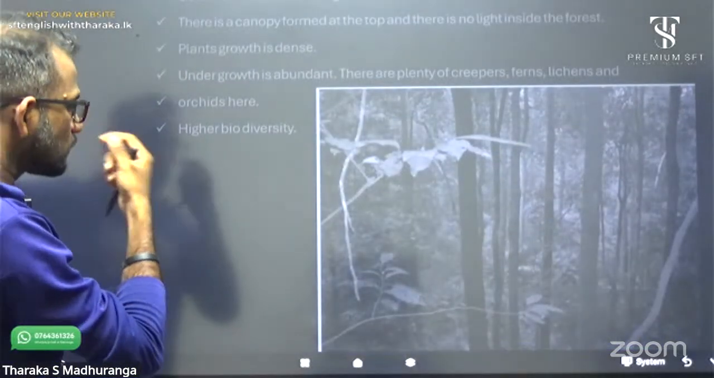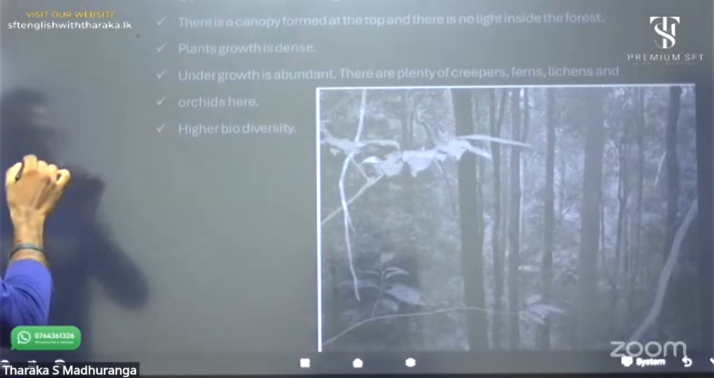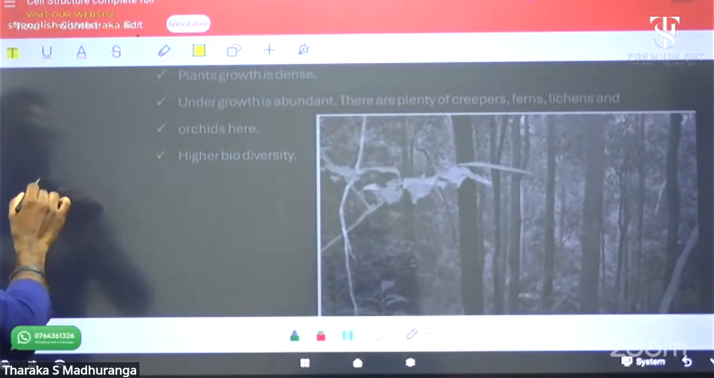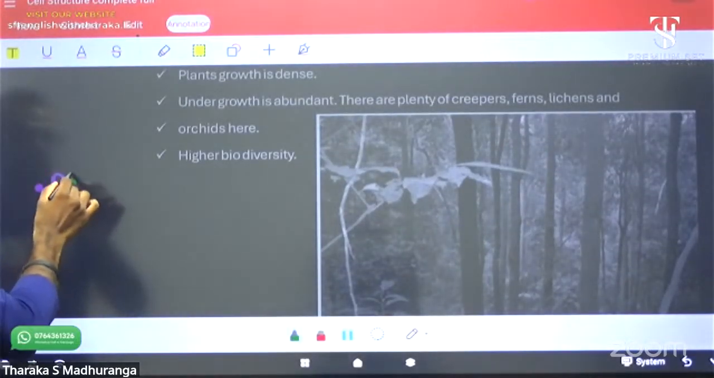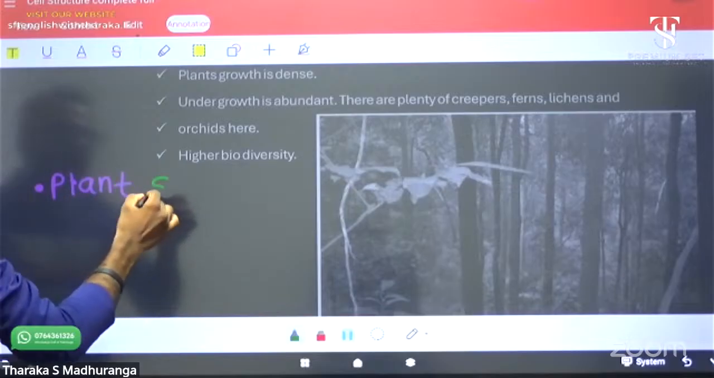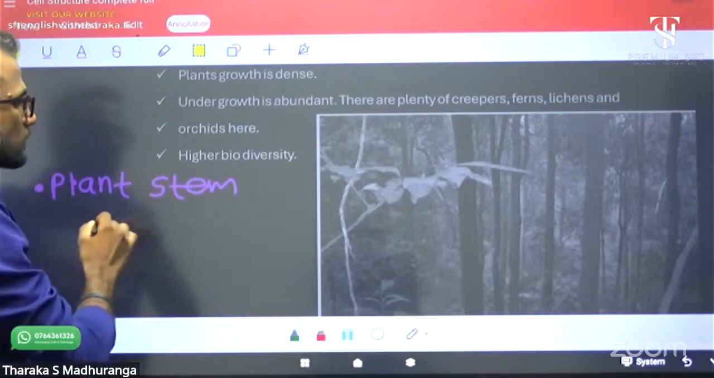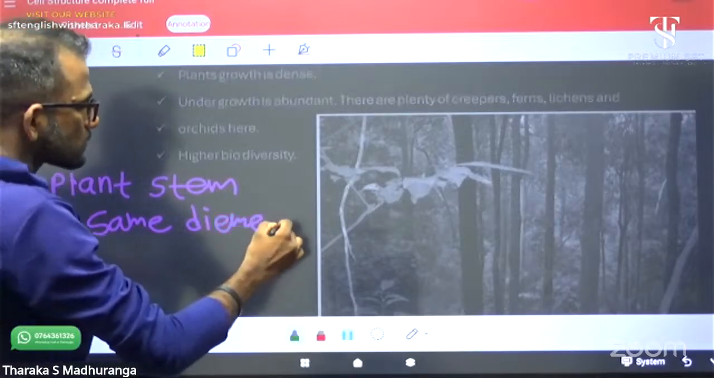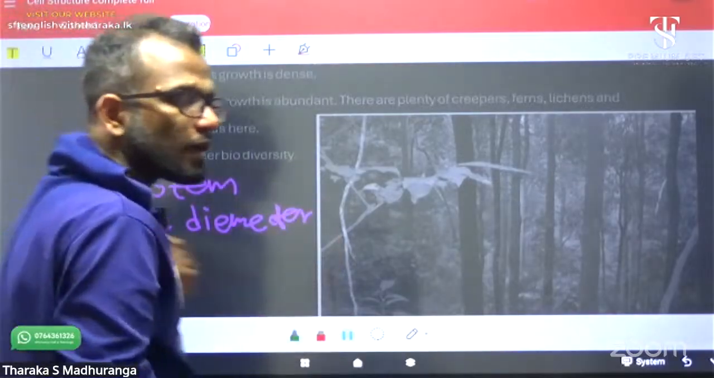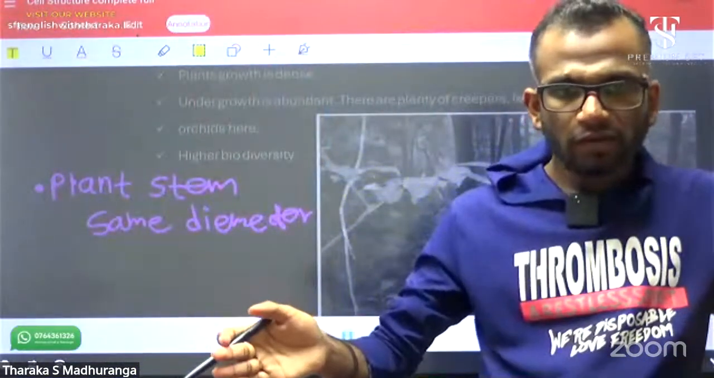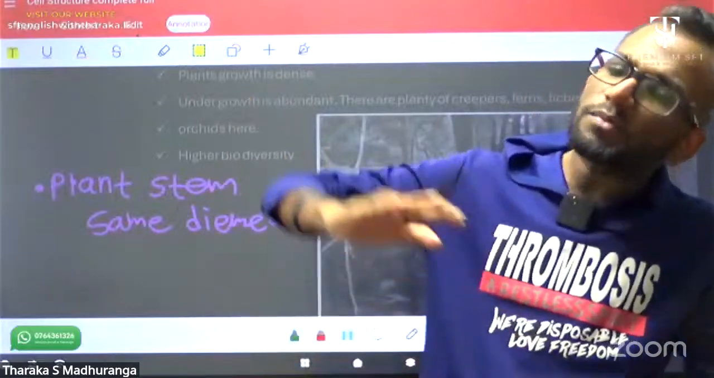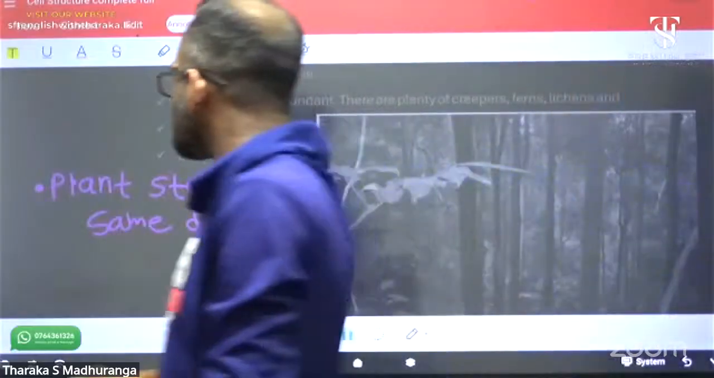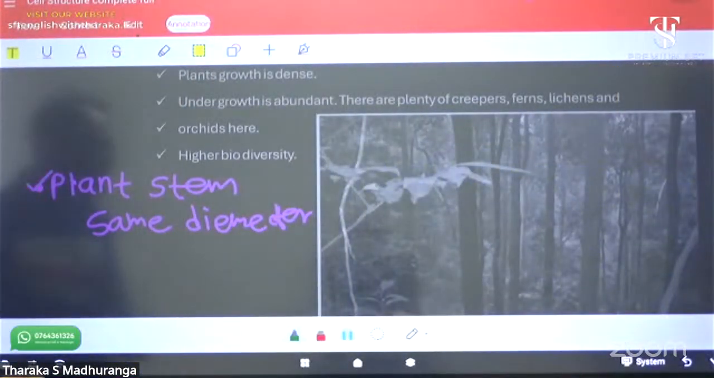Okay, I have missed one point. Please note down here. The stems of these tropical wet evergreen plants have the same diameter. As an example, if you take a Hora tree, the plant has the same diameter all the way up, even when it goes very tall. Right? That one is also a characteristic, no doubt.